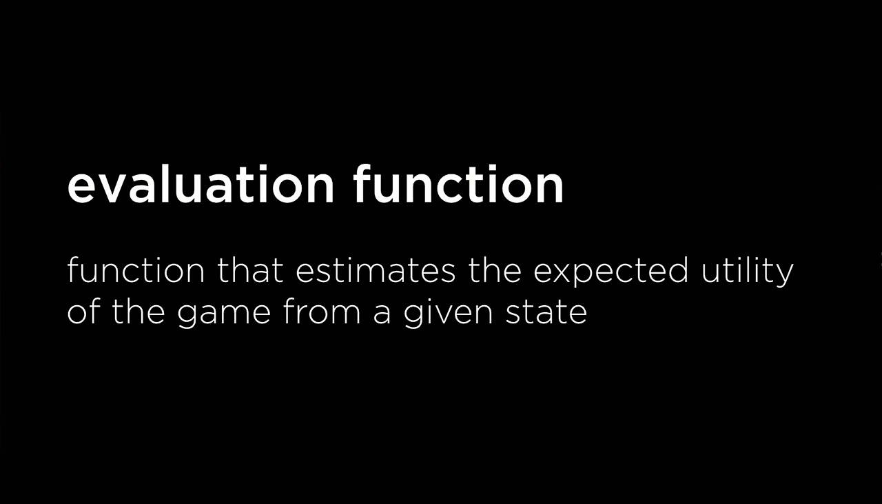Minimax still needs a way to assign a score to that game board or game state to figure out what its current value is, which is easy to do if the game is over, but not so easy to do if the game is not yet over. So in order to do that, we need to add one additional feature to depth-limited Minimax called an evaluation function, which is just some function that is going to estimate the expected utility of a game from a given state.